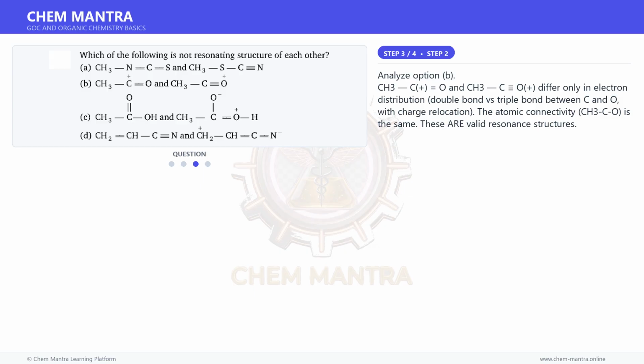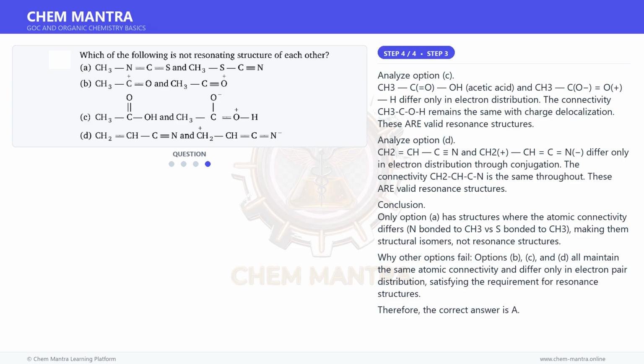Analyze option B. CH3C+=O and CH3C≡O+ differ only in electron distribution, double bond versus triple bond between C and O, with charge relocation. The atomic connectivity, CH3CO, is the same. These are valid resonance structures. And for the final step, analyze option C.